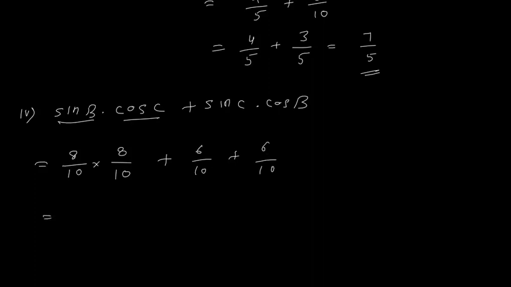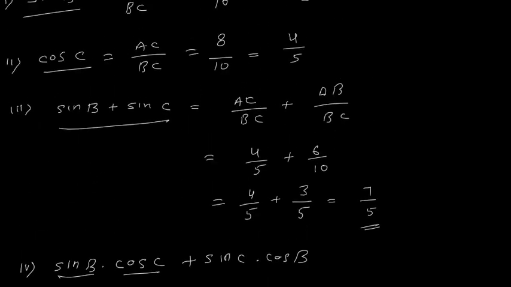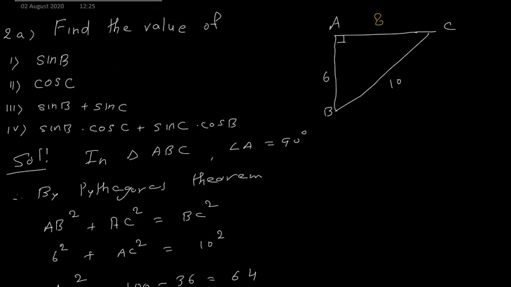So this will become 64 upon 100 and this will become 36 upon 100. 64 plus 36 is 100. So this is 100 upon 100 and the final answer is 1. So sin B cos C plus sin C cos B, its value is 1. Right. So for trigonometric ratios, you only have to learn their basic formulas and then for each problem you have to put their respective values and simplify it.